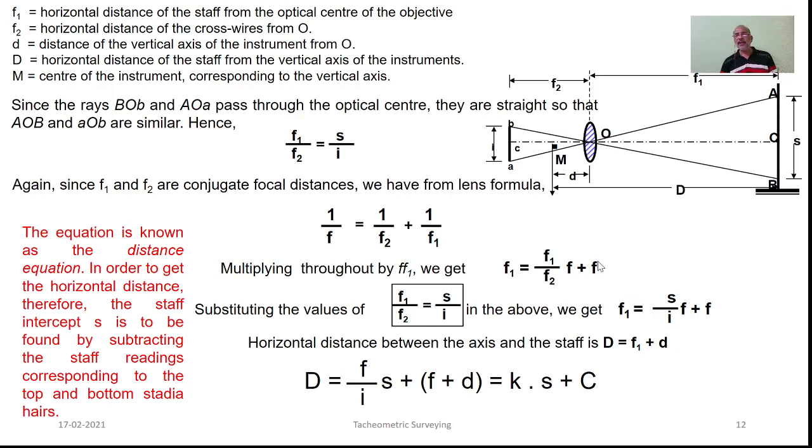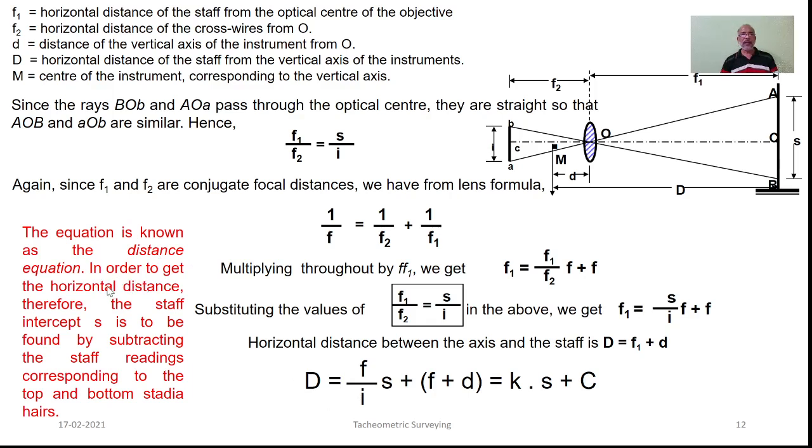By inducing a lens in between the object glass and the eyepiece, which is called an anallactic lens, usually the value of the additive constant is made 0, which is a constructional feature of that particular tacheometer. If the equipment is not provided with an anallactic lens, the value of C can be considered in order to determine these distances. So, this basic expression D is equal to Ks plus C is known as the distance equation.